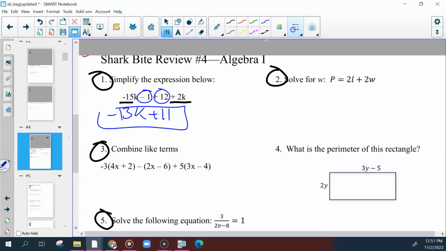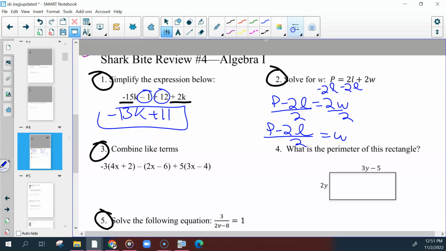answer. Number 2 goes back to when we were solving literal equations. So we have to get W by itself. The easiest way to do that is to subtract 2L on both sides. So P minus 2L equals 2W. And then divide both sides by 2. P minus 2L all over 2 equals W.